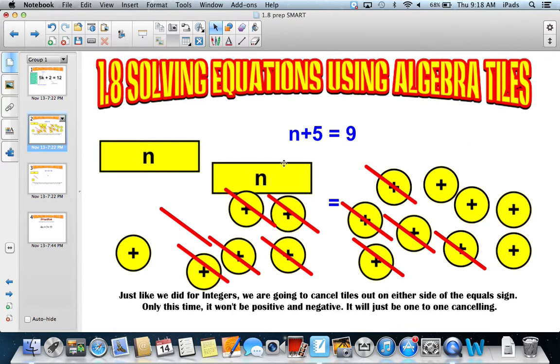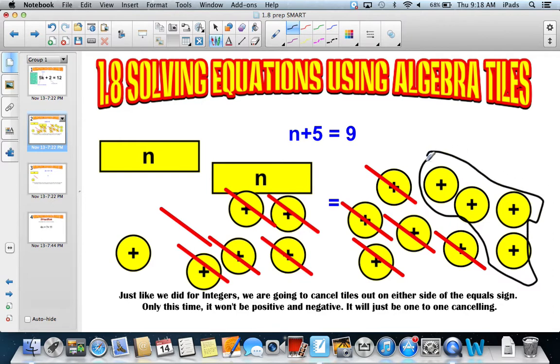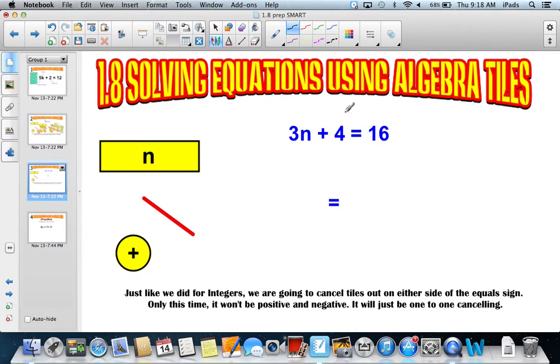So now what I've got left is my n, and I have these 4 left over on this side. So if I look at it, n is equal to 4. And then we can test that. If I substitute the 4 in for the n, 4 plus 5 is 9. Let's try that again with a different equation.